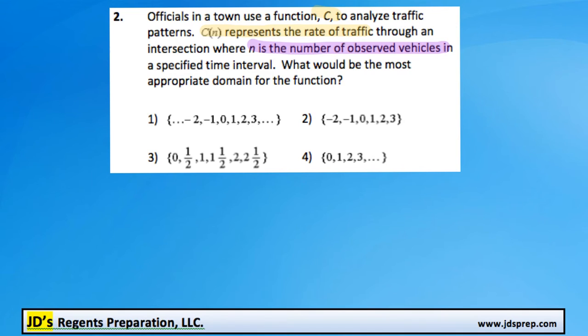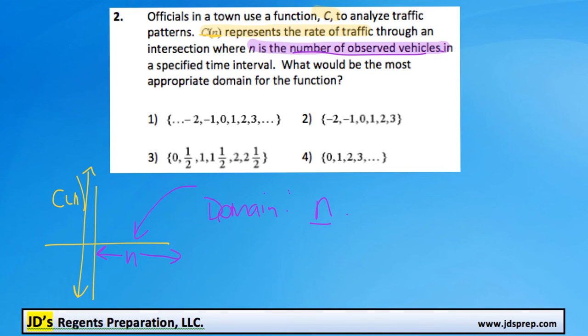So I think what might be helpful is to visualize what this graph would look like, because the domain is, of course, where the graph exists along the x-axis. So C of n is the rate of traffic, and that's going to be our y-axis. So that's C of n, because it depends on n, the number of observed vehicles. So that means our domain is based on n, the variable n, which is the number of observed vehicles.